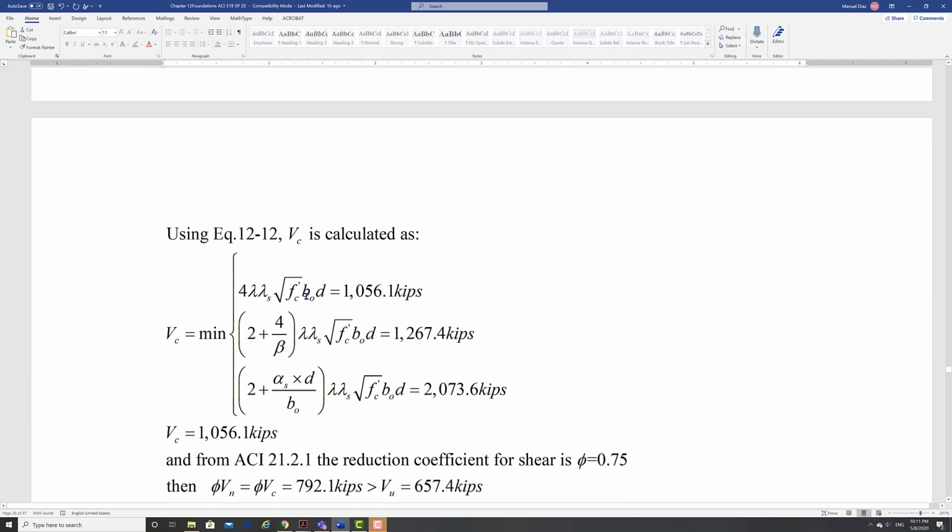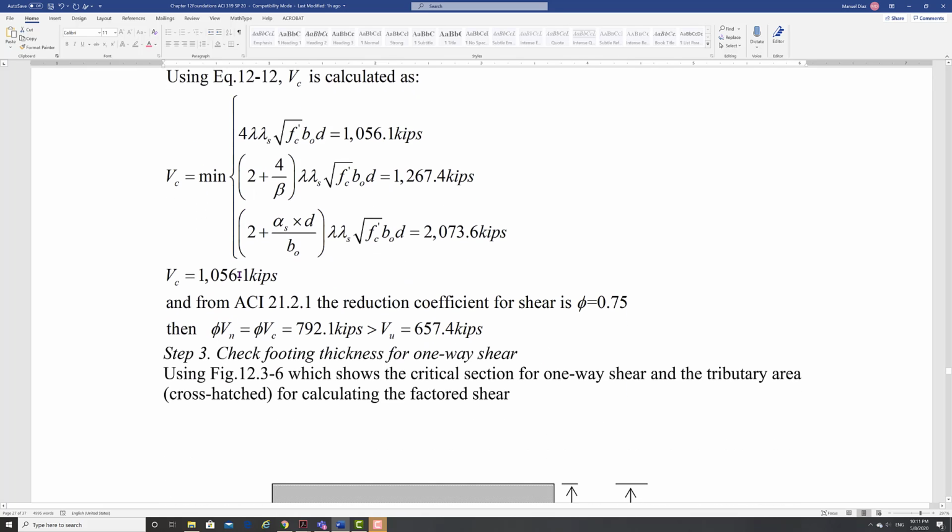I multiply by b naught d, so now the stresses became forces, V sub C, okay? So there are my three values. I pick the lowest. As I say, usually that one governs, and that's what it is, okay? So if you are rushing in your exam, you don't have time to check these other two formulas. You can say, I'm assuming that this is going to control, but that's the normal case, and I'm going to continue with that value, right?